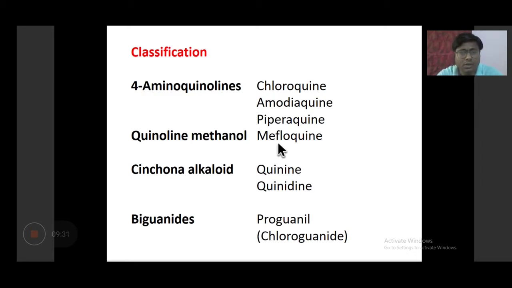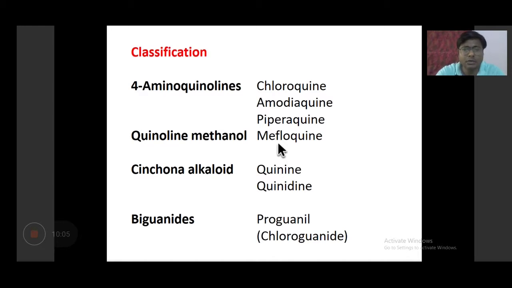So there is a classification on the basis of their chemical structure, which is not very important to read. You can just remember the groups in which you need to remember the drugs. Like if you talk about chloroquine, you should know chloroquine as well as piperaquine and atovaquone. They all are in one group. Then in quinoline methanol, mefloquine is one drug, right? So you need to remember the name, and we will classify on the basis of their mechanism of action later on.